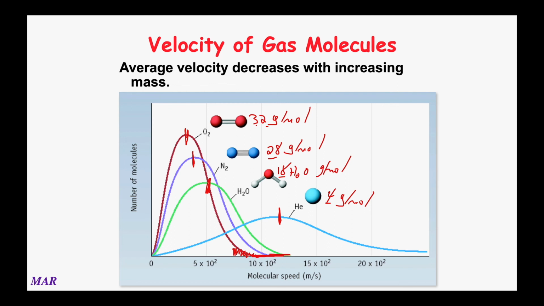In this problem, it's assumed they're all at the same temperature, probably 298 Kelvin. So again, on average, as molar mass goes up, the average speed goes down, and vice versa. It's kind of cool to see how these things work out.